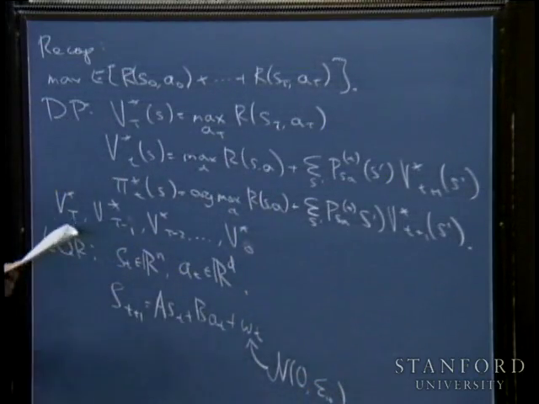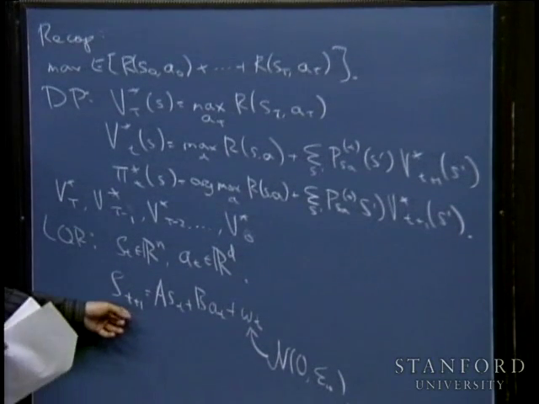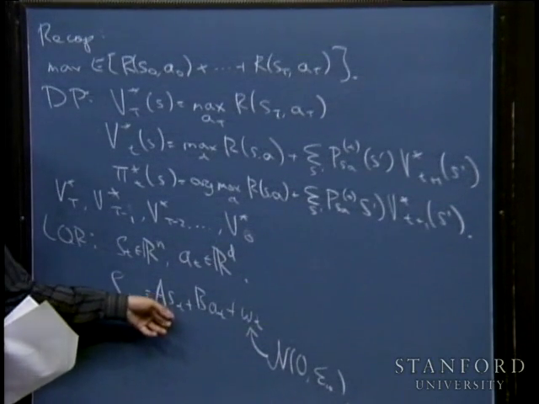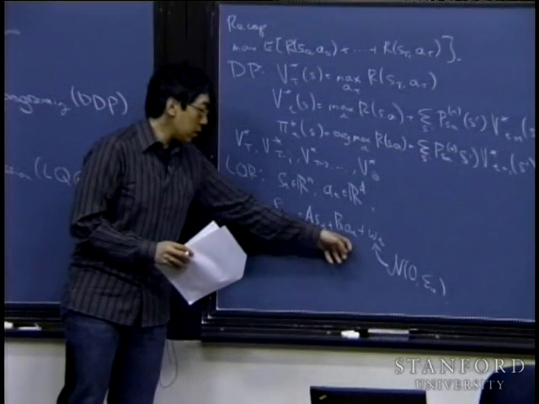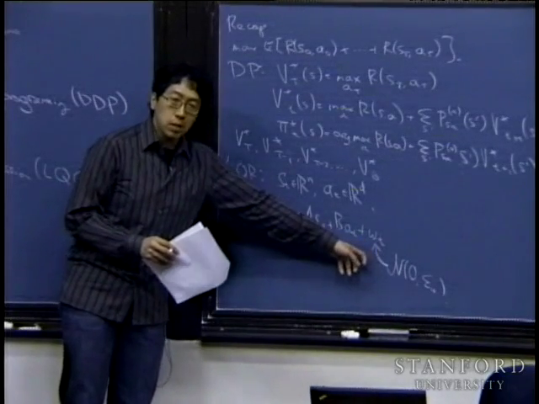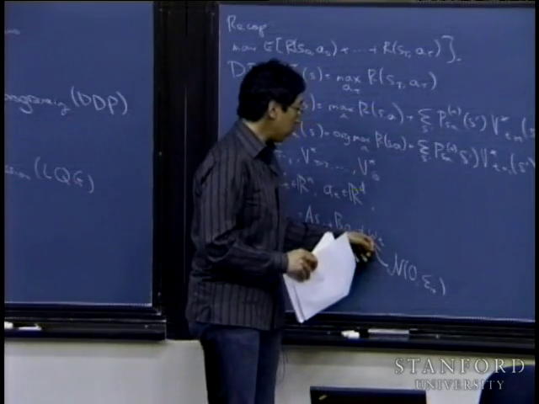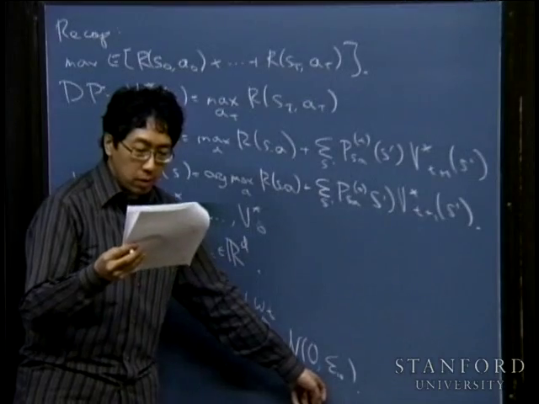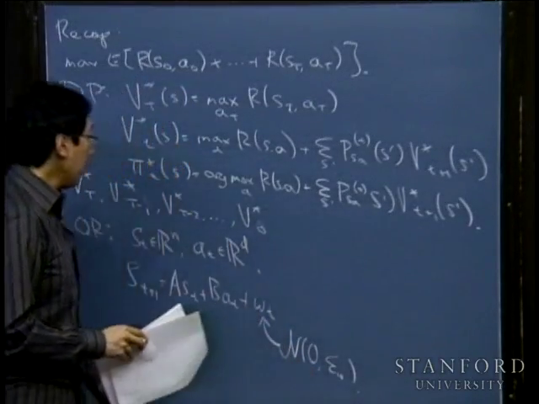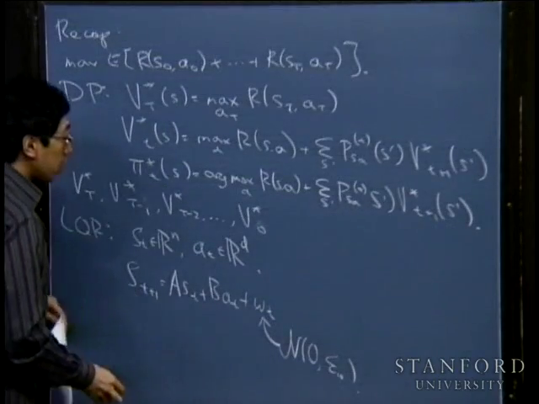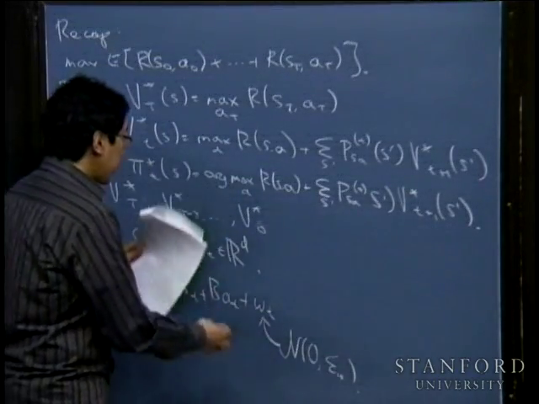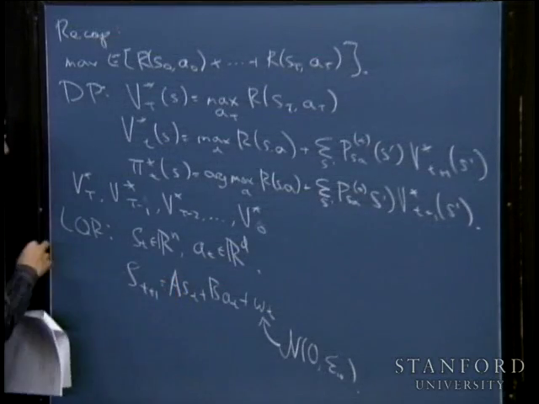In the LQR problem, we had these linear dynamics where the state s_{t+1} is a linear function of the previous state and action, plus this sort of Gaussian noise w_t, which has covariance Sigma_w. And I said briefly last time that one specific way to come up with these linear dynamics, right?